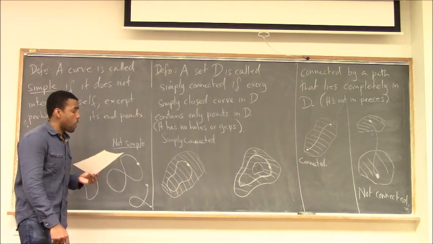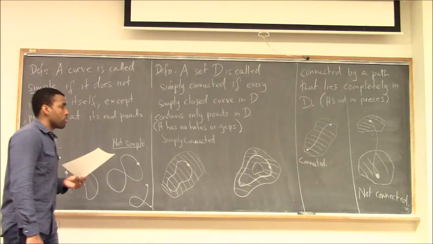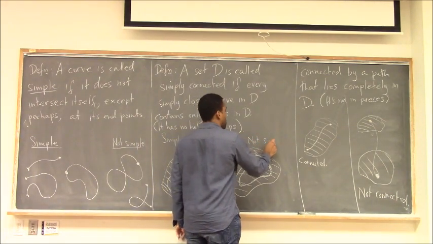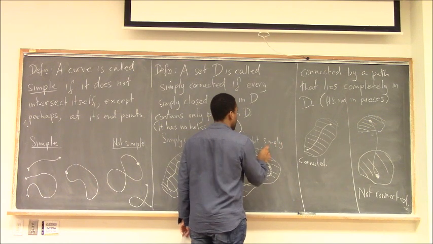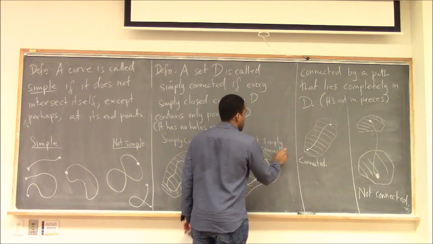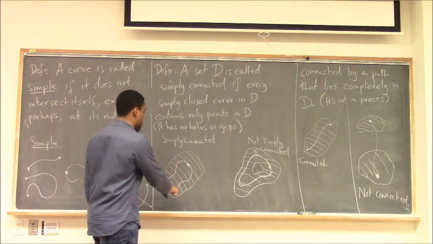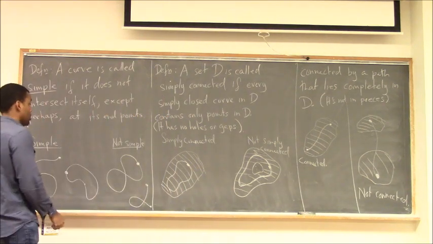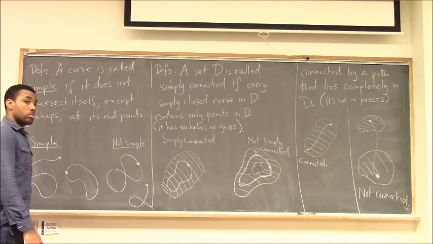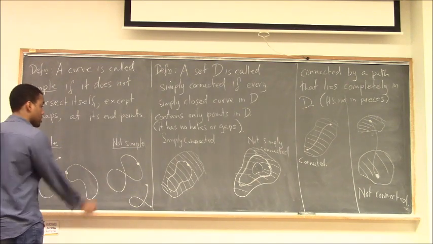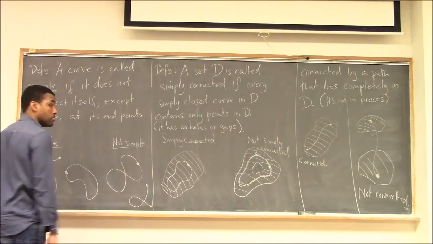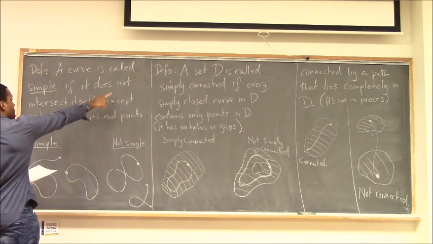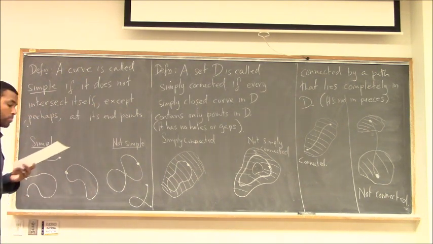Wait, that is a closed path on the other side. Come again? These are both examples of closed. I'm talking about the other side, not simple. Yes, this is closed. So why is it not simple? Because it intersects itself. Oh, okay. Simple means it does not intersect itself. Okay.